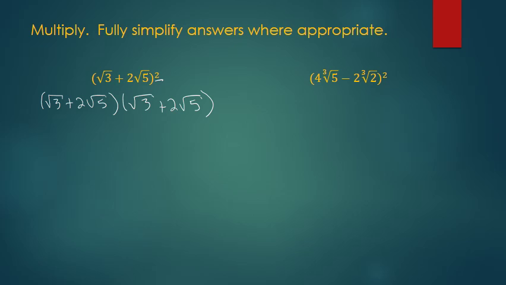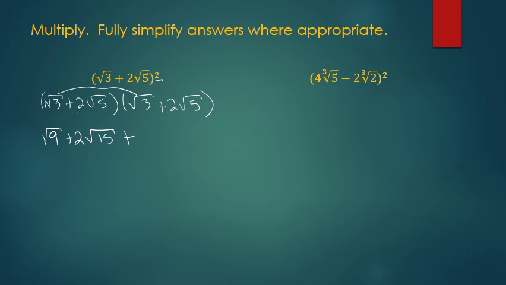And now I have to do my FOIL, or the distribution. So I get the square root of 3 times the square root of 3. That's the square root of 9. That's this first multiplication. Square root of 3, so I've got a 1 in front of here. So I'm going to start with the numbers. So 1 times 2 is 2. Square root of 3 times the square root of 5 is the square root of 15.